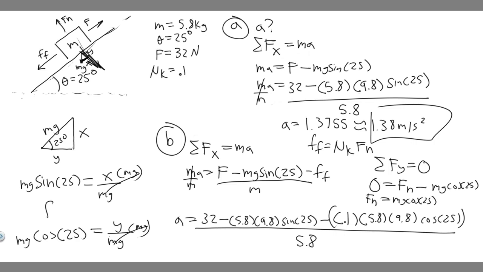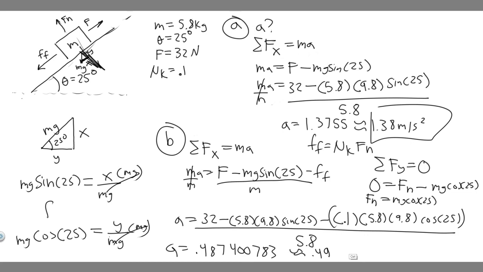So you're going to want to plug this in your calculator. 32 minus 5.8 times 9.8 times the sine of 25. Then you're going to minus 0.1 times 5.8 times 9.8, multiplied by the cosine of 25. And then you're going to divide that number by 5.8. When you do that, you're going to get a equals 0.487, 0.400783 and so on. I'm just going to round to 0.49. So the 8 just goes to a 9.